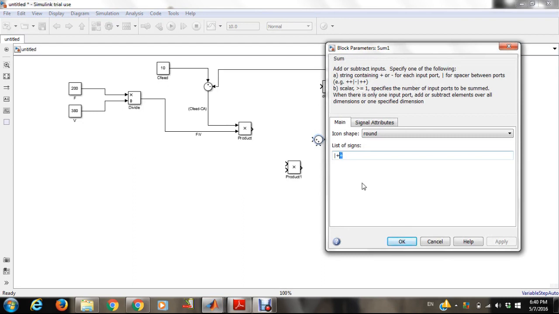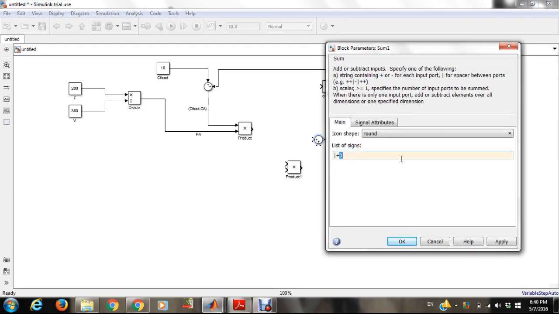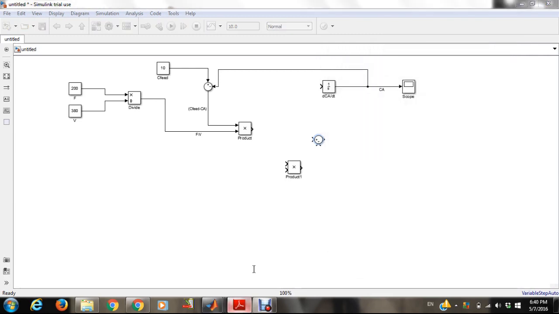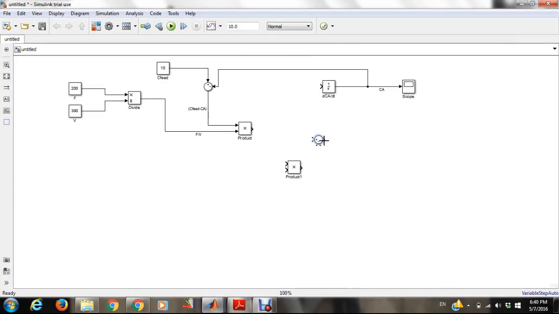So the second inlet to this should be negative. Hold on. This is minus R. The outlet is going to go to the integrator, and the first product is here, while the second one is over here. For the product, I'm going to be multiplying over here.